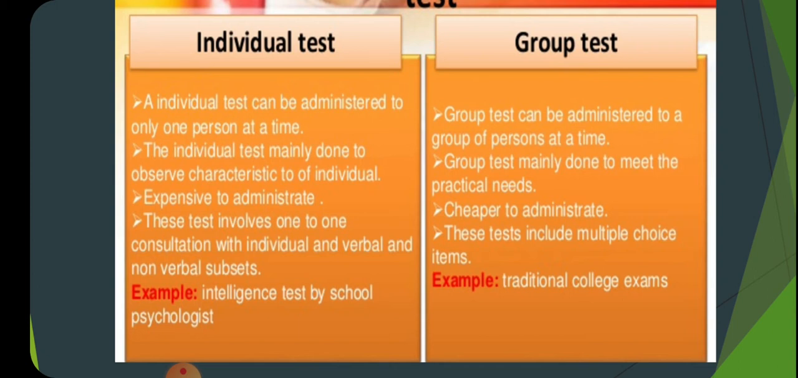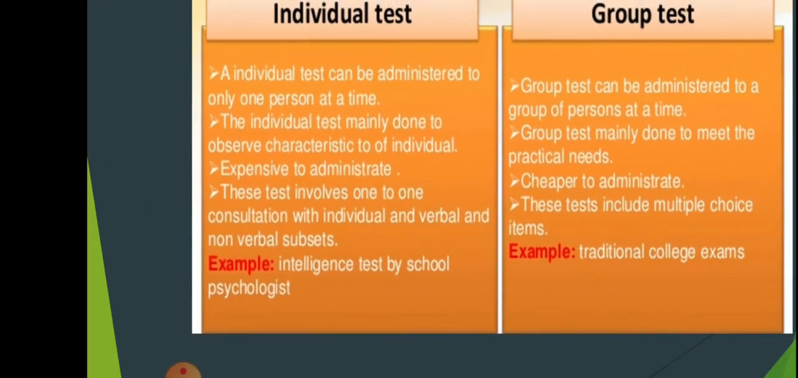These tests involve one-to-one consultation with individual tests, with verbal and non-verbal subsets, and group tests include multiple choice items. An example of an individual test is the intelligence test given by school psychologists, and an example of a group test can be traditional college exams.